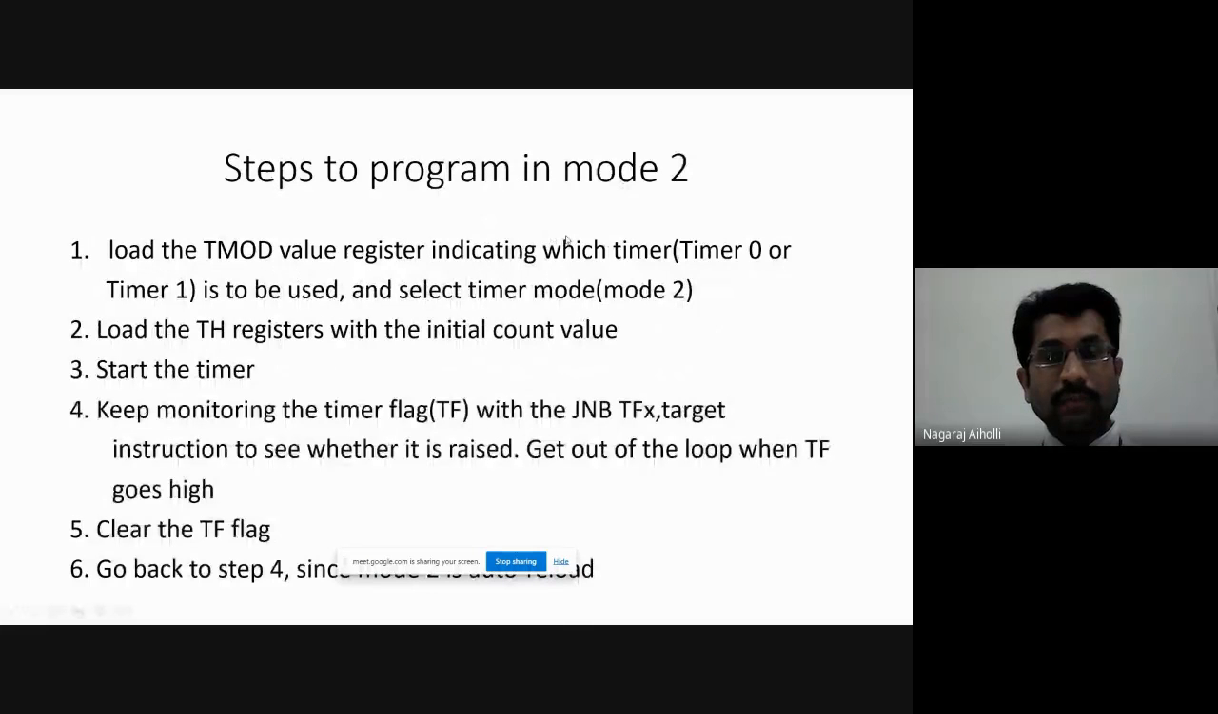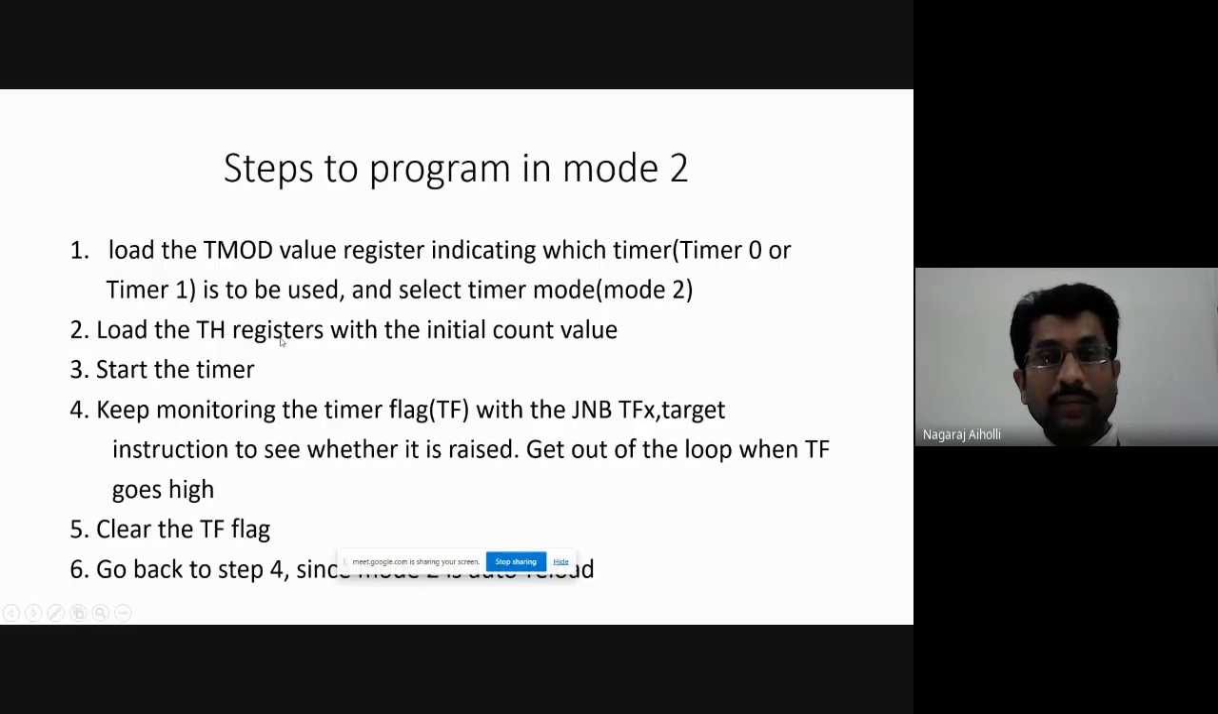What are the steps to program the timer in mode 2? The same thing again. Load the TMOD value depending on which timer we are using and which mode, here timer 0 or timer 1 and mode 2. Load the TH register with the starting count value, start the timer, and monitor the overflow flag using the instruction JNB TFx, target. Once it is raised, come out of the loop, TF goes high, clear the TF flag, then go back to step 4. It will go to step 4, that is, it will start to monitor the overflow flag. From the 6th step, it will not go to the 2nd step.